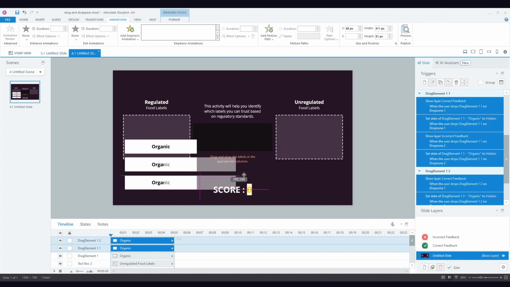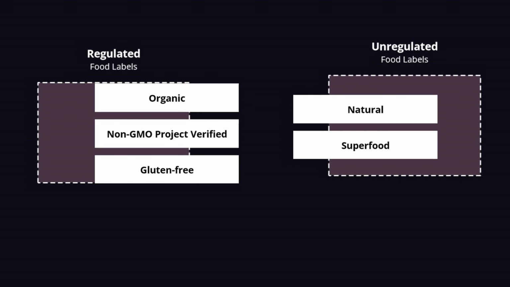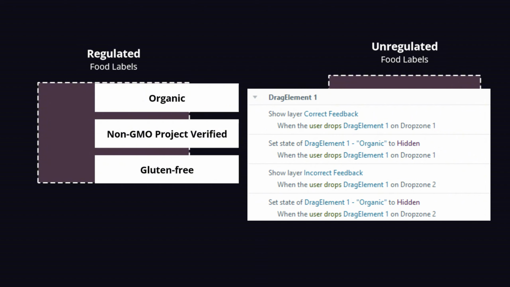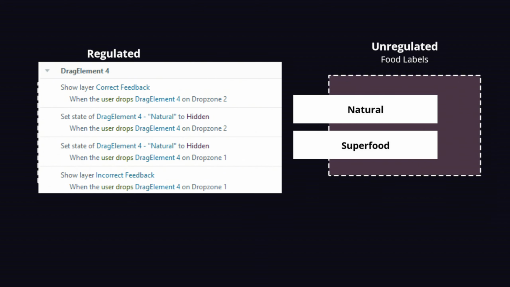And now I can duplicate this element and create 4 more draggable elements. And for the items that belong in the first category, the triggers will look like this. And for the items that belong in the second category, the triggers will look like this.